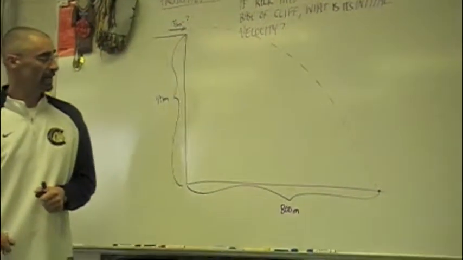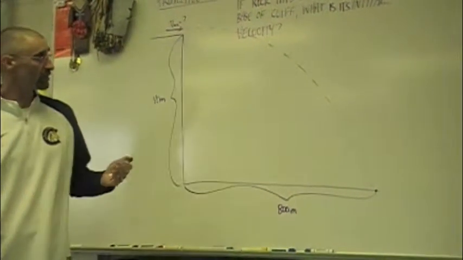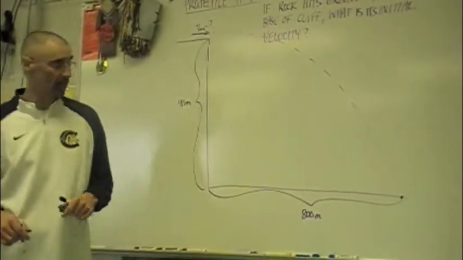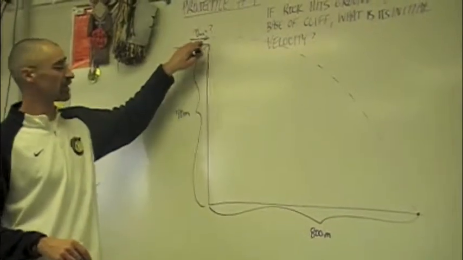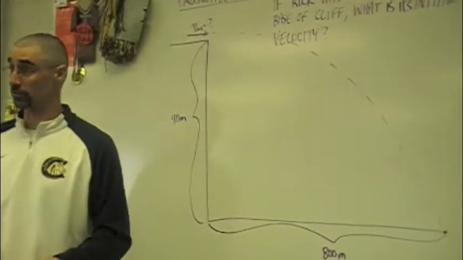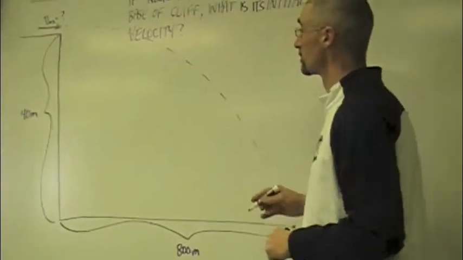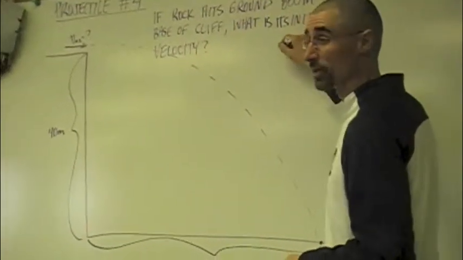Okay, and we need to figure out what its initial velocity was in the x. So how much velocity do we have to give it so we can hit a target out there 800 meters? Okay, what do we know in this case, guys? What are the knowns? You guys can help me here.